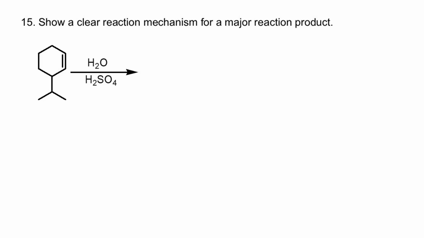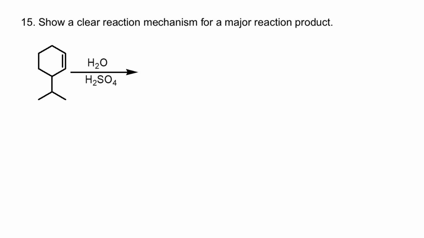Here you are asked to show a clear reaction mechanism for a major reaction product. So this is water and sulfuric acid. Basically it is a hydration reaction. Remember, when an alkene gets hydrated, it goes through intermediates, so you really need to understand what would be the most possible major reaction product. So basically show a reaction mechanism for question number 15.